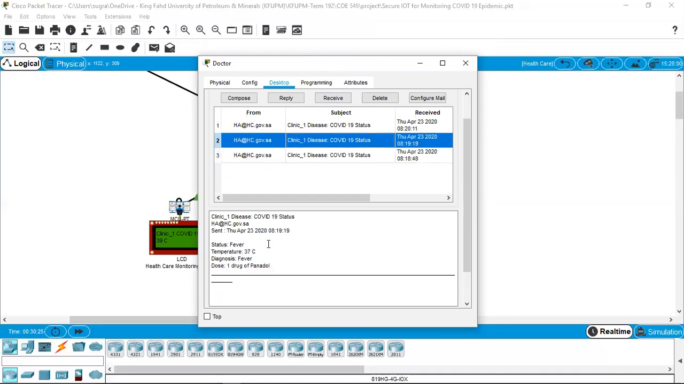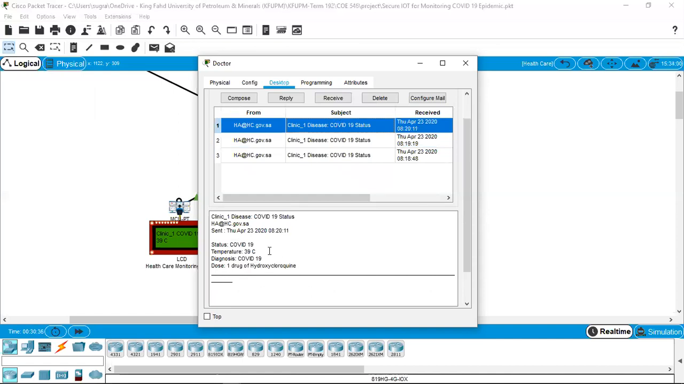And the second case is a normal fever, where the temperature is 37 centigrade, and the dose is 1 drug of Panadol. In the last scenario that we have explained, the patient has COVID-19 where his temperature is above 38 centigrade, and the dose is 1 drug of hydroxychloroquine, which is a drug that showed potential for handling COVID-19.